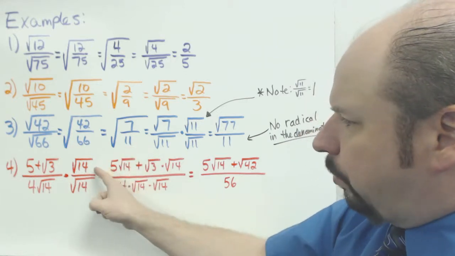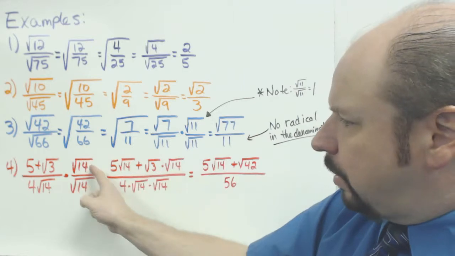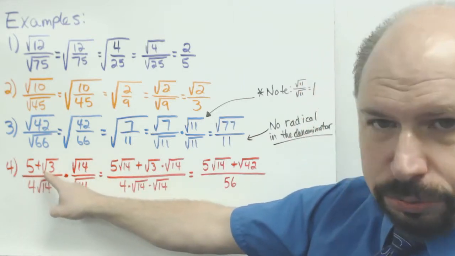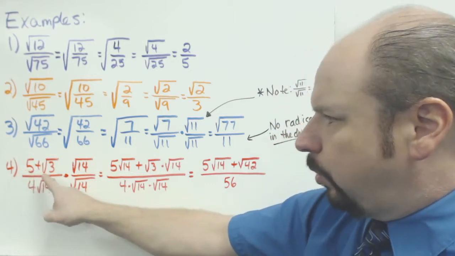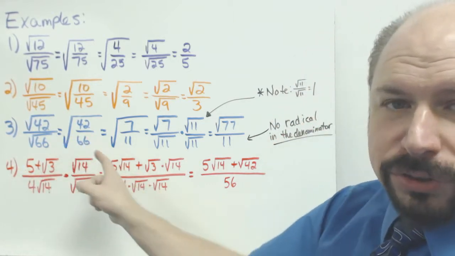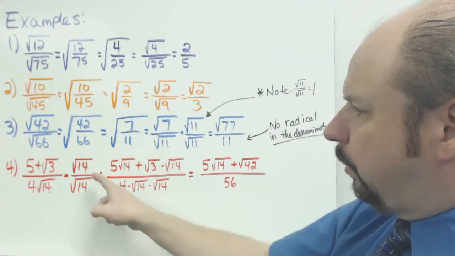Okay, so on top, one thing you have to keep in mind is, since this is 5 plus root 3, we have to multiply this by this term and this term. So we have to use the distributive property.